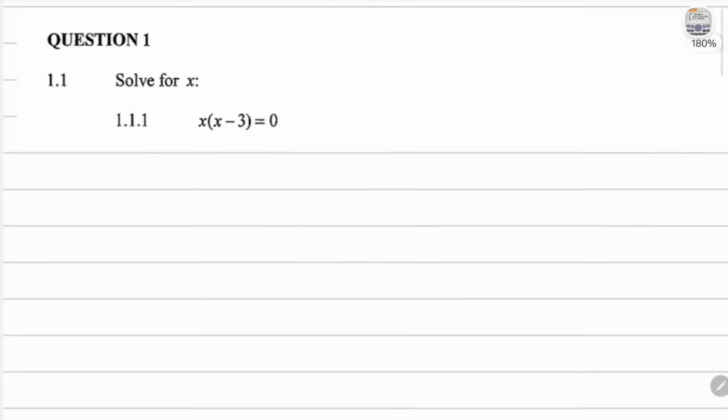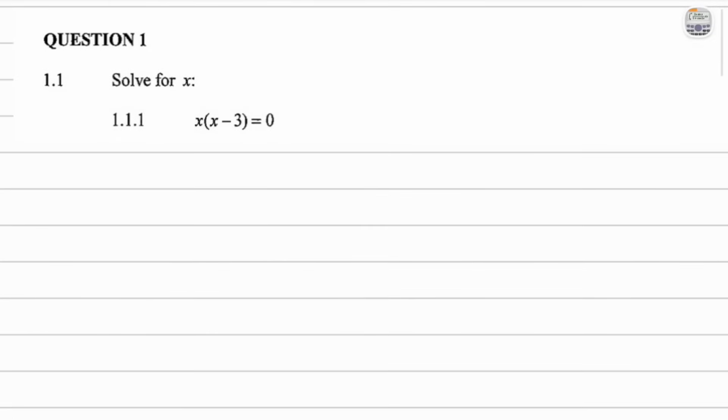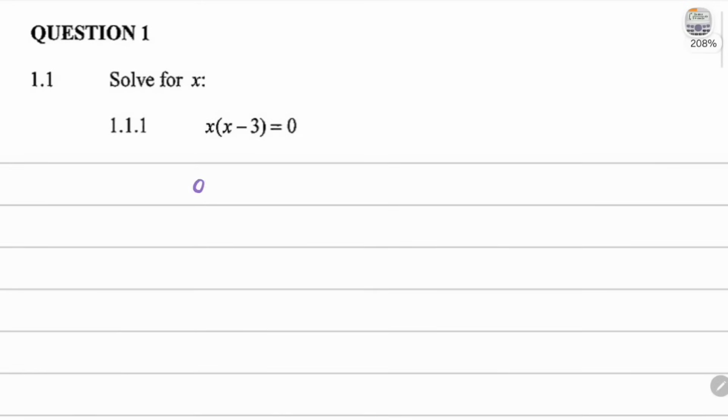Question 1.1.1, we are told to solve for x if x multiplied by x minus 3 is equal to 0. The idea behind this is we have some number multiplied by another number, and it gives us 0. The only way this is possible is if the first number is equal to 0, and then 0 times the other number gives you 0, or if the second number happens to be 0, and then that gives you 0.